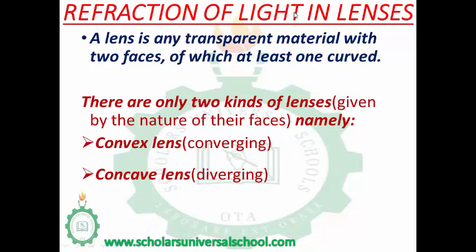Now, refraction of light in lenses. A lens is any transparent material with two faces, of which at least one is curved. That is, a lens is just a transparent material with two faces where maybe one part is curved and the other is not curved, or both parts are curved. There are only two kinds of lenses given by the nature of their faces, namely the convex lens, which is a converging lens, while the concave lens is a diverging lens.